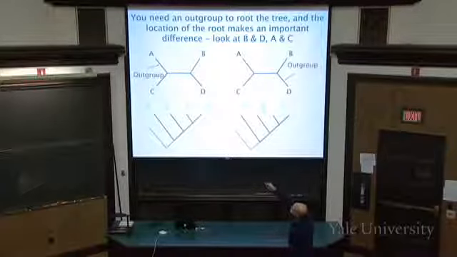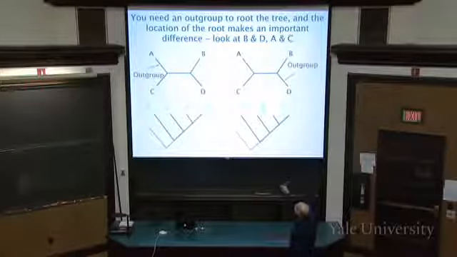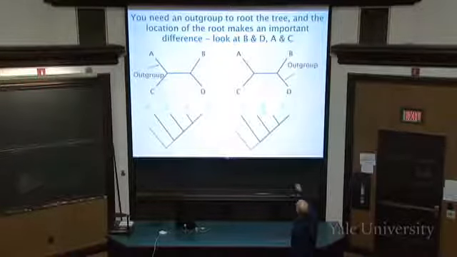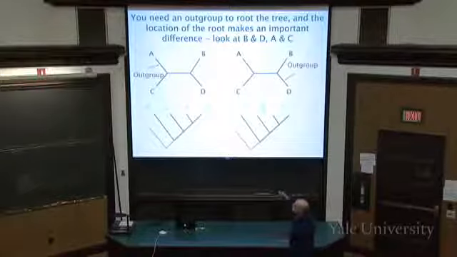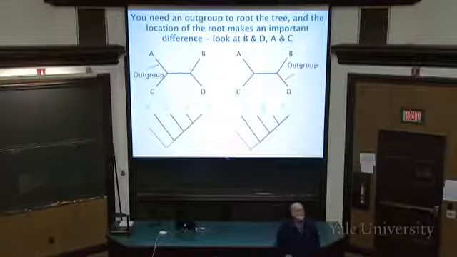Choosing this as the root rather than this changes the relationship from B and D to B and C. This is B and this is C. This is B and this is D. So where do you get the outgroup? How do you decide where the root should be?